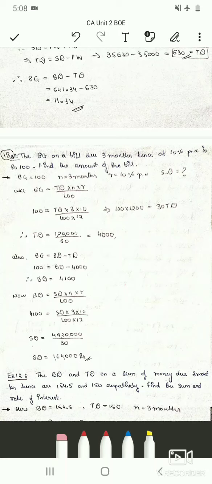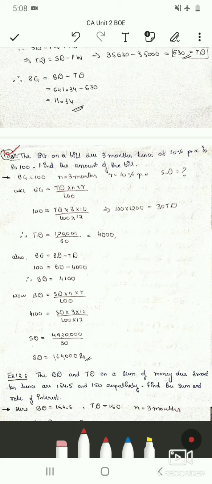So in the previous class we had studied bills of exchange and we had solved 10 problems. So today we will continue with the problems. So the 11th problem is: the banker's gain on a bill due 3 months hence at 10% per annum is rupees 100. Find the amount of the bill.